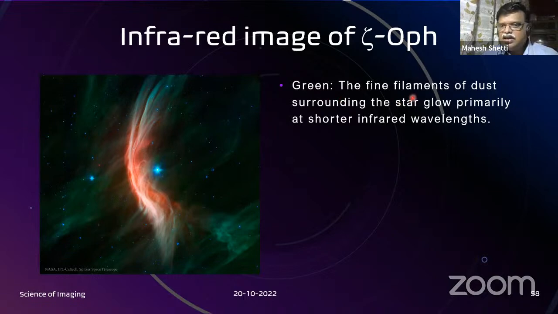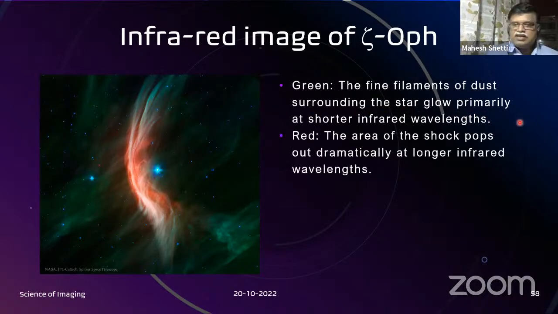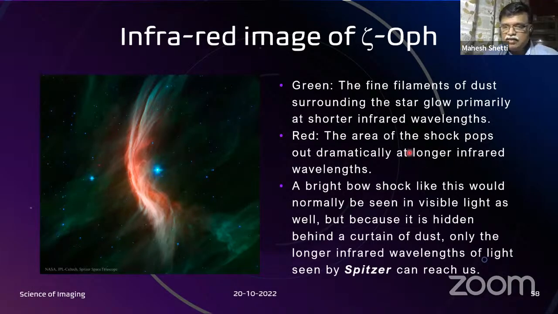In this case, the green is, you can see the filamentary nature of this green region. This is mainly the dust surrounding the star, glowing primarily at short infrared wavelengths. The red is the area of the shock, okay, that is happening, and there is a bright bow shock. Okay, this normally would be seen in visible light also, but generally it is hidden behind the curtain of dust, and therefore the infrared image will nicely show this. So again, this was clicked by Spitzer. More about this image can be seen, and we come to the last part.